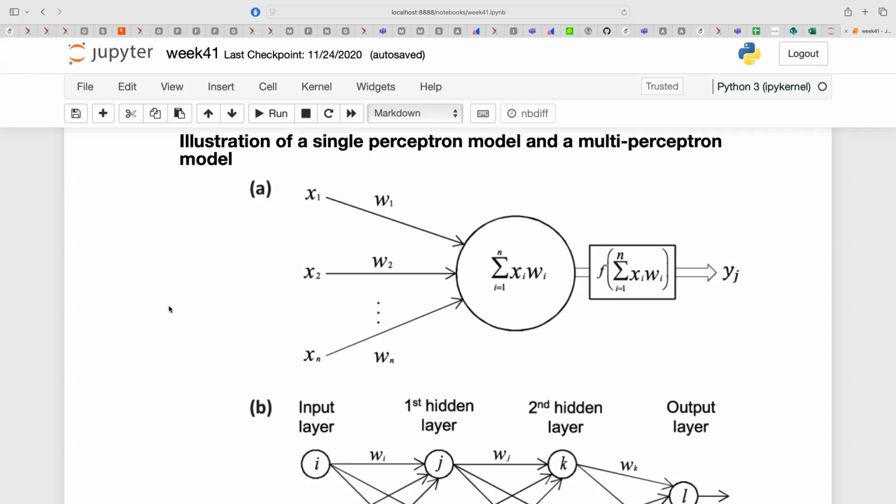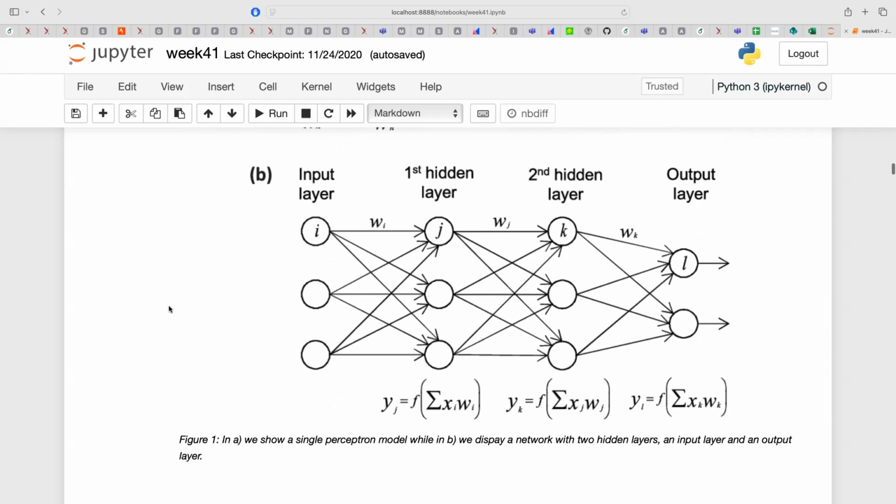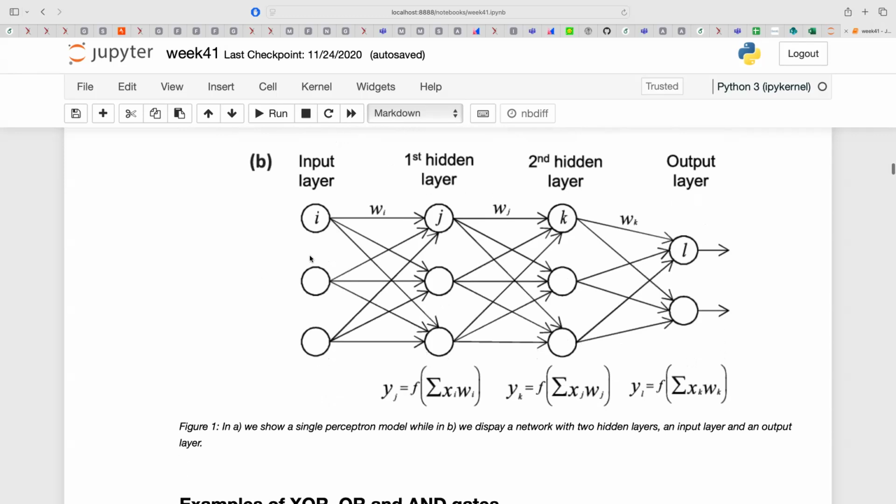Now, the neural network, a typical one, is something which contains so-called hidden layers. And every layer here consists of a number of neurons. What you see here is something which I'm going to put down in words a little bit later. So I'm going to use these slides a little bit in the beginning.